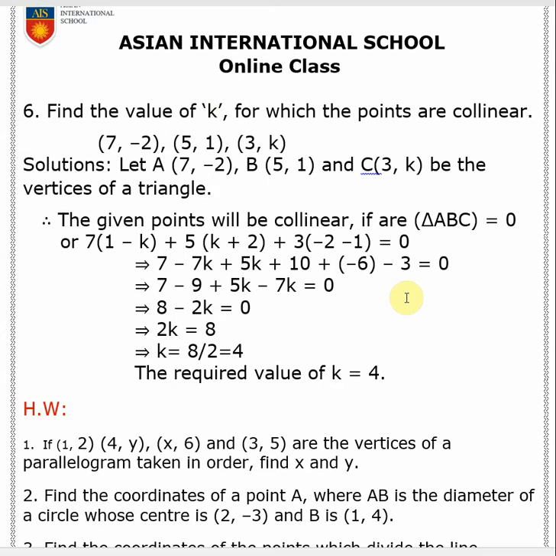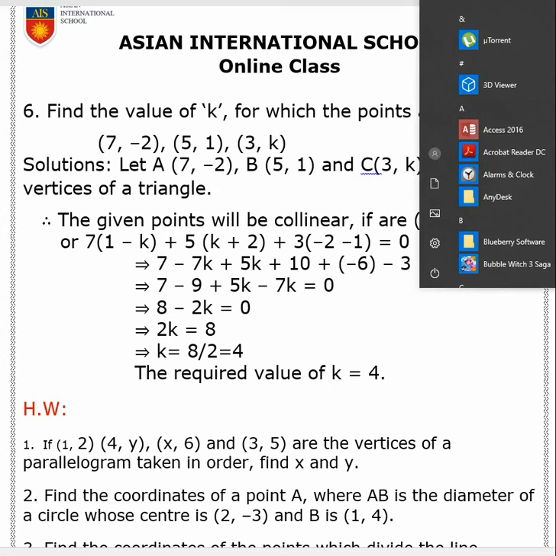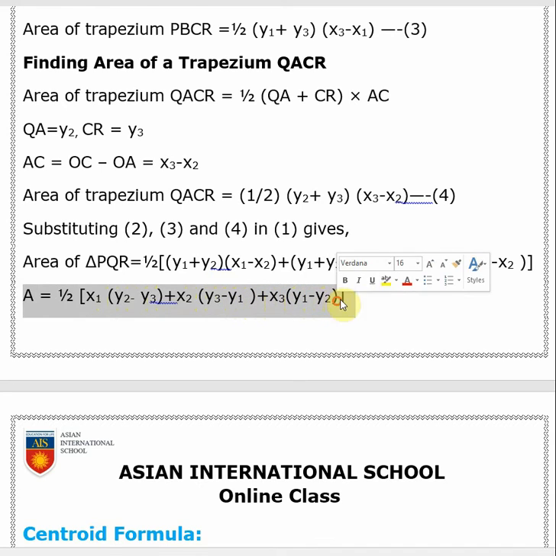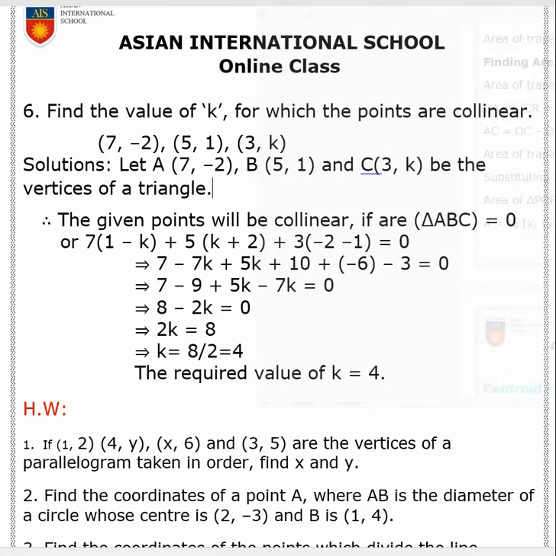Area of a triangle formula we have to apply. Now what is the area formula we derived? We also derived it in the previous day. I'll show you the area formula. This is the area formula. The area of the triangle is half into x1 into y2 minus y3 plus x2 into y3 minus y1 plus x3 into y1 minus y2. This is the formula that we are going to use.